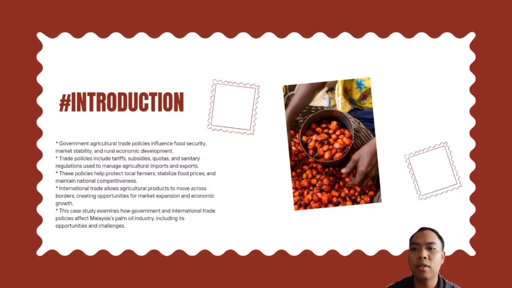Today I will be presenting the introduction of our case study on government and international trade policies in the agricultural industry, with a focus on the palm oil sector. Agricultural trade policies play an important role in ensuring food security, maintaining market stability, and supporting rural economic development. Governments use various policy instruments such as tariffs, subsidies, quotas, and sanitary regulations to manage the import and export of agricultural products. These policies are designed to protect local farmers, stabilize food prices, ensure sufficient food supply, and enhance the competitiveness of the agricultural sector.